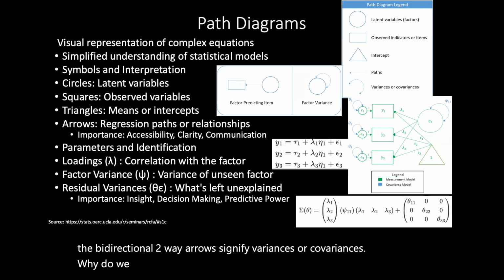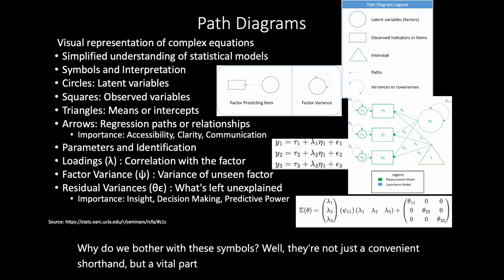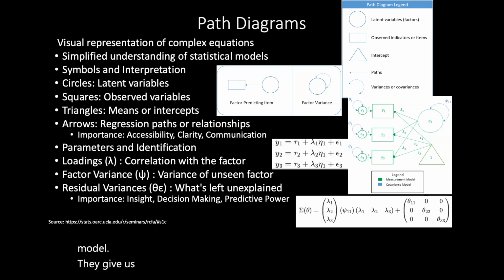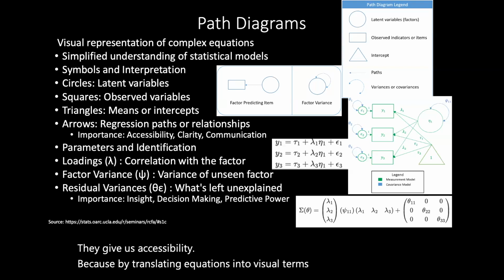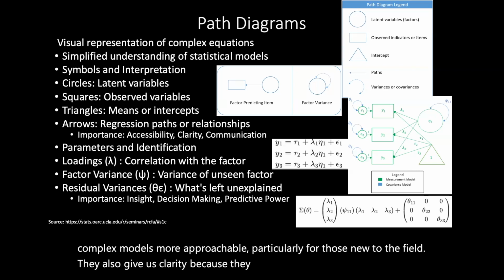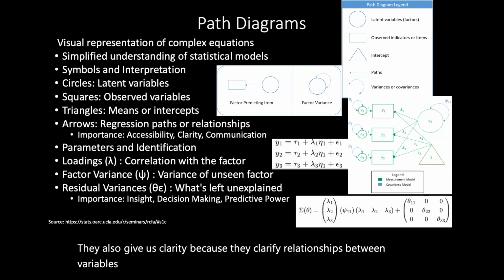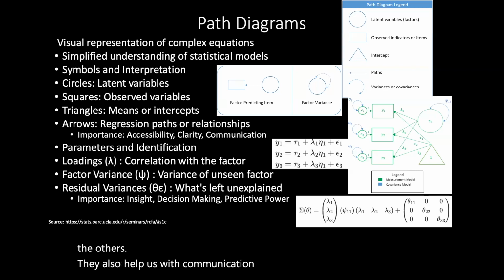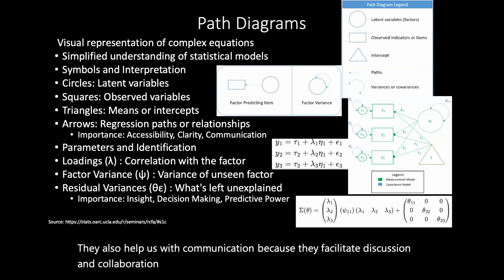Why do we bother with these symbols? Well, they're not just a convenient shorthand, but a vital part of understanding and communicating the model. They give us accessibility because by translating equations into visual terms, path diagrams make complex models more approachable, particularly for those new to the field. They also give us clarity because they clarify relationships between variables, making it easier to see how each part of the model interacts with the others. They also help us with communication because they facilitate discussion and collaboration among researchers by providing a shared visual language.